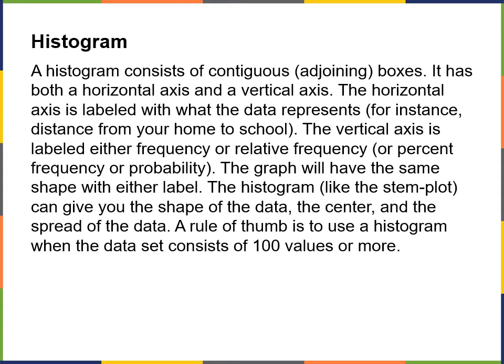So this definition, I think, maybe gets a little bit too complicated, but a histogram consists of contiguous joining boxes, essentially bars, and has a horizontal and vertical axis. The horizontal axis would represent your class, the vertical axis would represent your frequencies. Again, horizontal is your data. You could do your vertical as frequency or relative frequency. It really doesn't necessarily matter which one you use. The graph should really look the same either way.